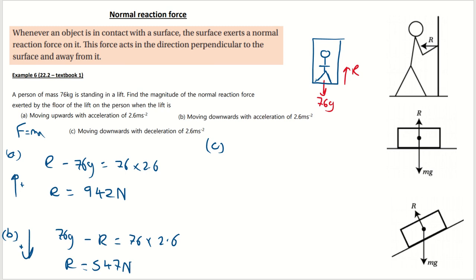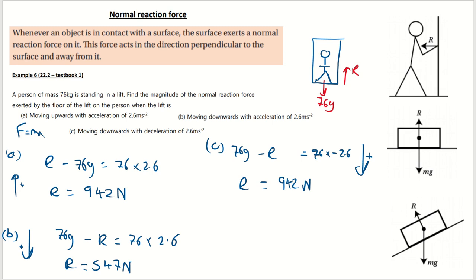So the last one we're moving downwards, so I'll keep downwards as the positive direction, but the acceleration this time is negative. So it's going to be 76 times negative 2.6. So we're going to have 76g minus reaction force equals to that. But I think if you rearrange this, you get the R moving to the right and this moving to the left, which I think gives us that. And if you put it in your calculator, you get that same 942 newtons.